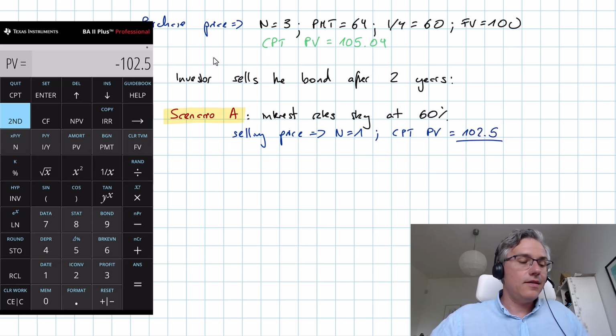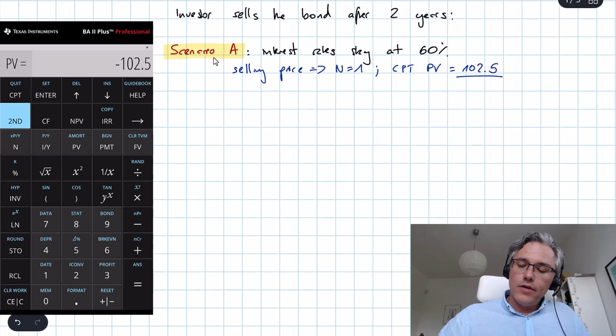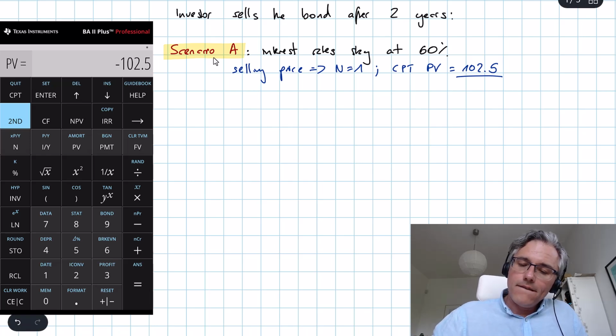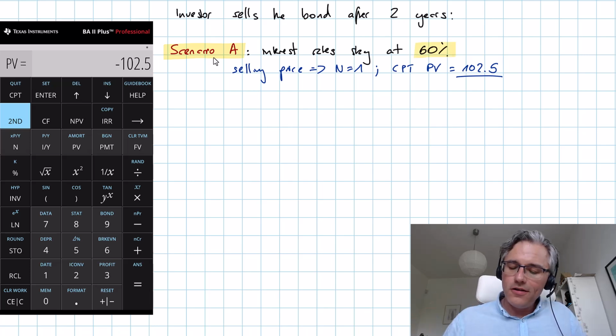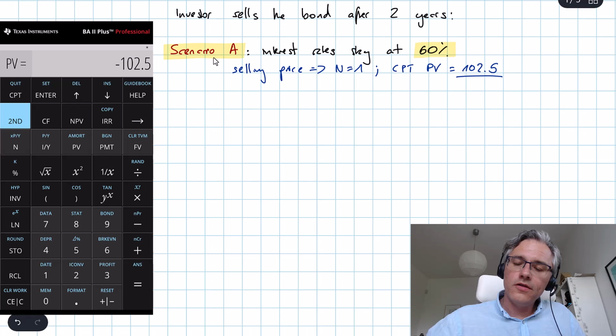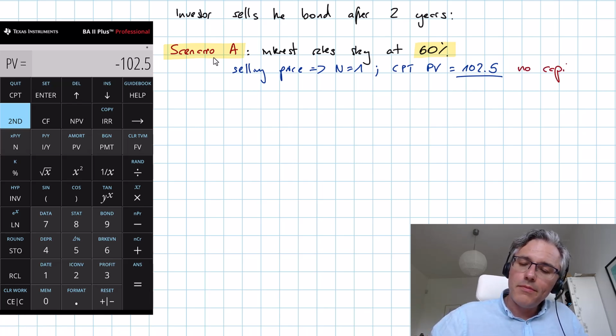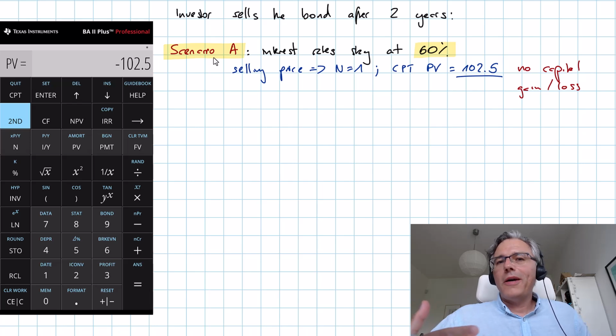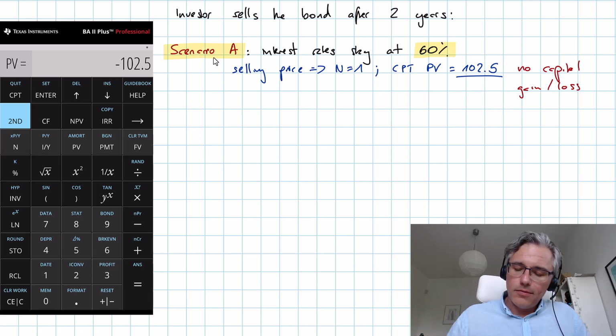102.5 is the selling price. Right now, because we sell at a price that comes from having the same yield, 60% is still the I over Y parameter that's stored in your calculator. We can definitely say that there is no capital gain or loss in that sale. We talked about it in the previous video when there is a capital gain or loss.